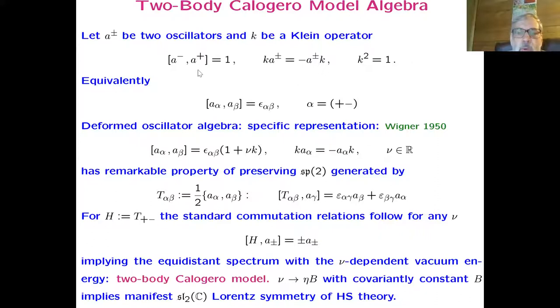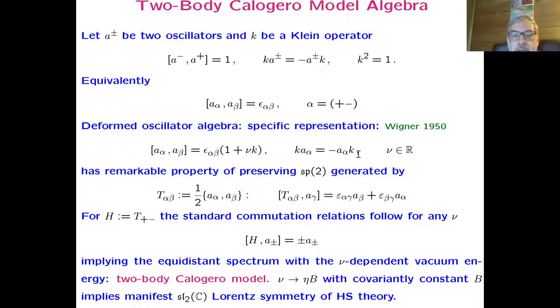Okay, so we introduced these plus minus operators. We introduced the Klein operator that should be familiar to us now. And the usual oscillator algebra can be rewritten in terms of symplectic terms, putting alpha instead of plus and minus. And there exists a very interesting, very important deformation of this algebra, implicitly introduced by Wigner first in 1950, who modified the commutation relations in such a way that it left for him a possibility to organize a spectrum in an equidistant way. I'll explain how it works in a moment.